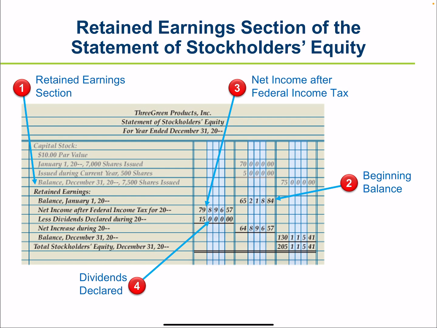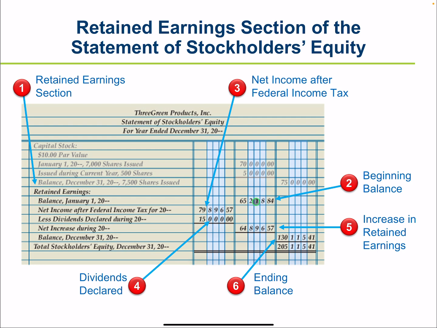Then for our dividends declared, we have to go back into our general ledger and find out how many dividends were declared. Then for the increase in retained earnings, we take this amount minus that amount, because remember, we made some money and we declared some dividends, so the difference between the two goes there. Our beginning balance plus the increase will be our ending balance.